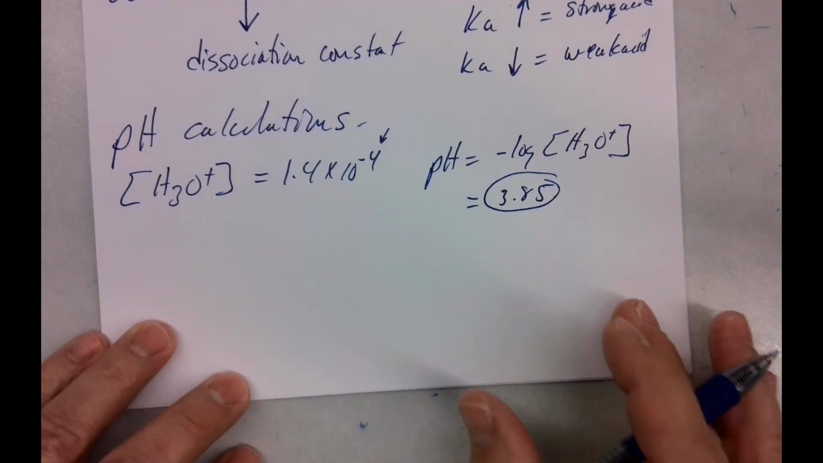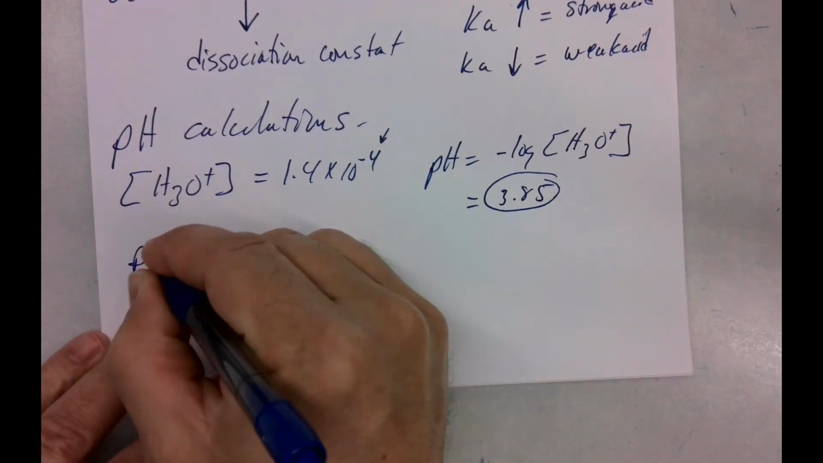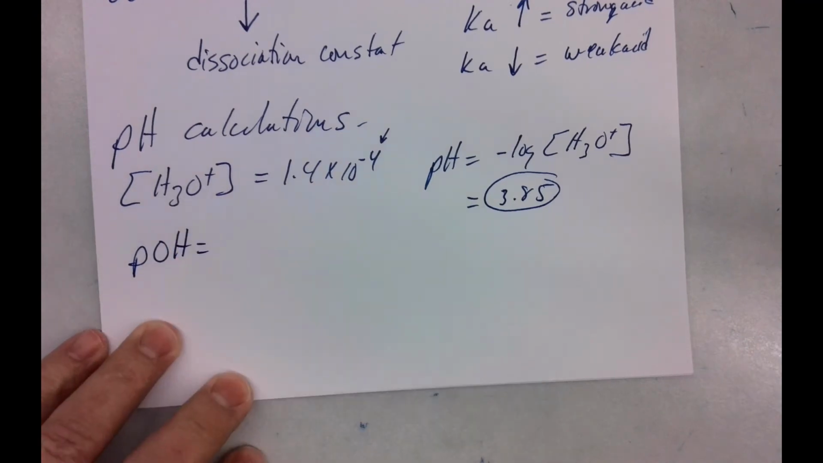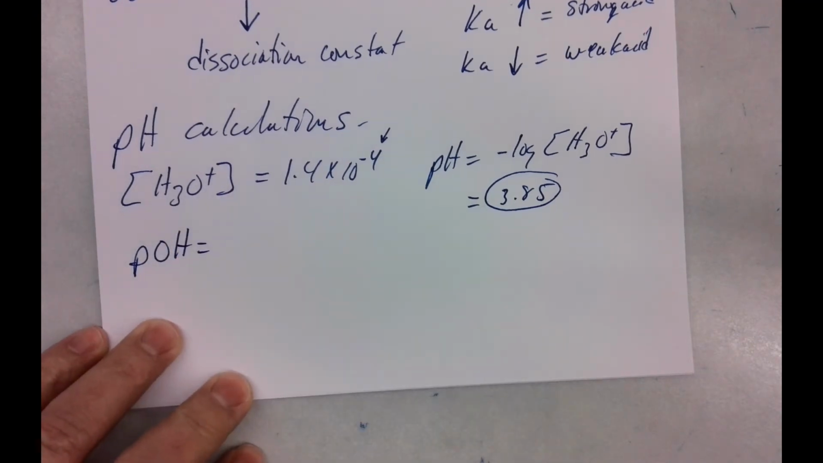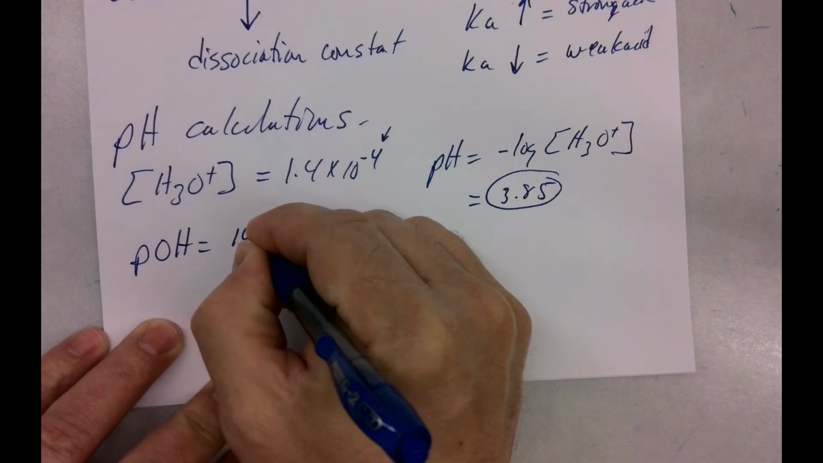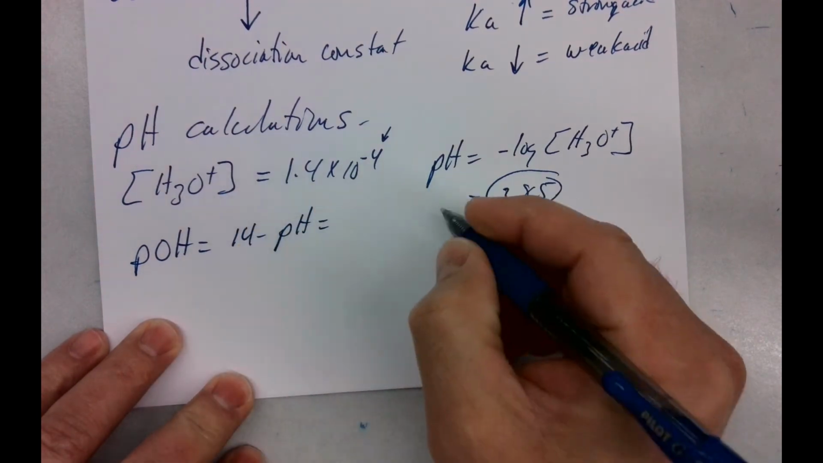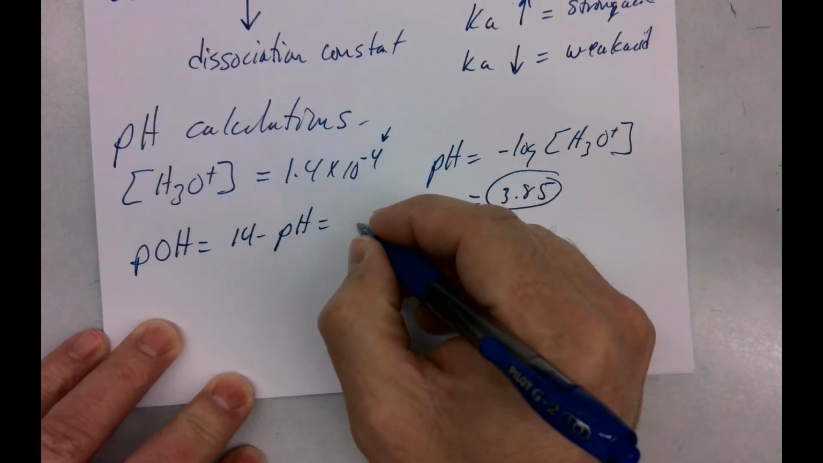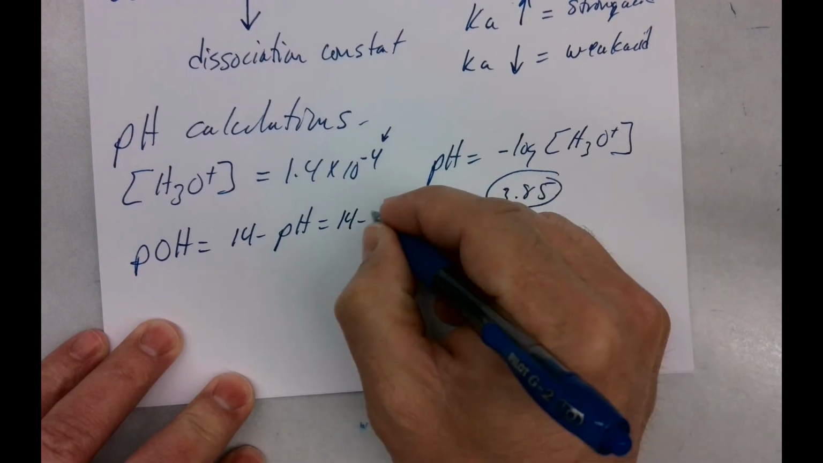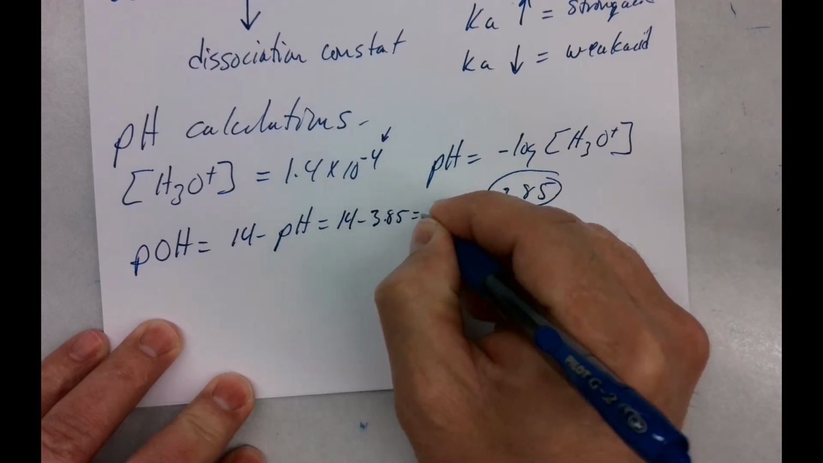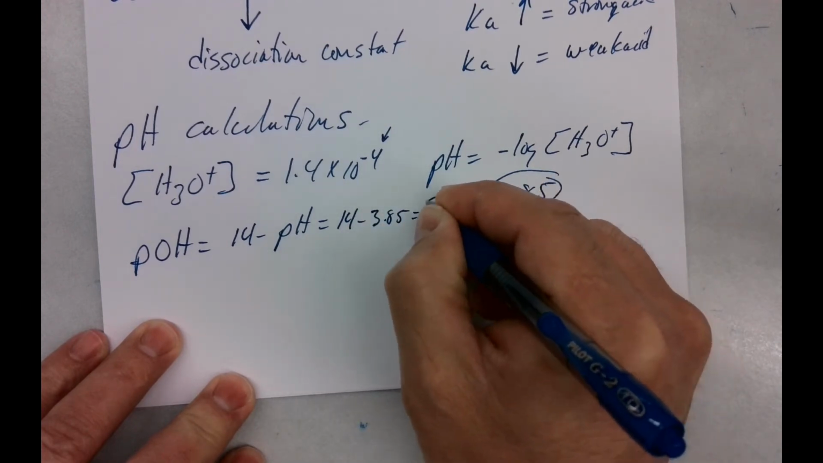Now, what if I ask for the pOH? Then it would be 14 minus the pH, which is going to be what? 14 minus 3.85, which is 10.15, right?